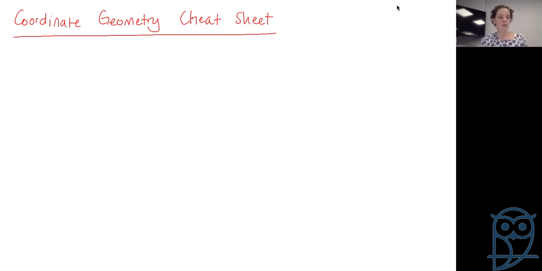So coordinate geometry. We're going to cover what should be in this cheat sheet, and then the idea is next week we will do past paper questions actually using the skills. So, first thing you come across will be the midpoint.